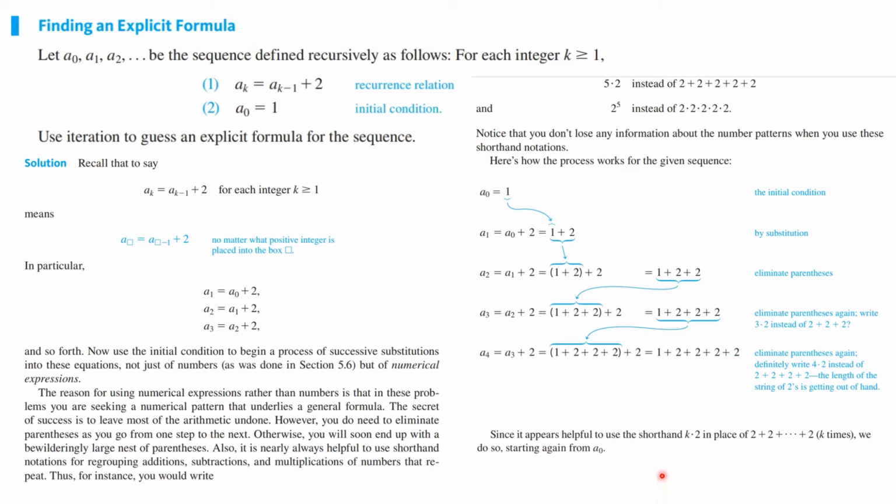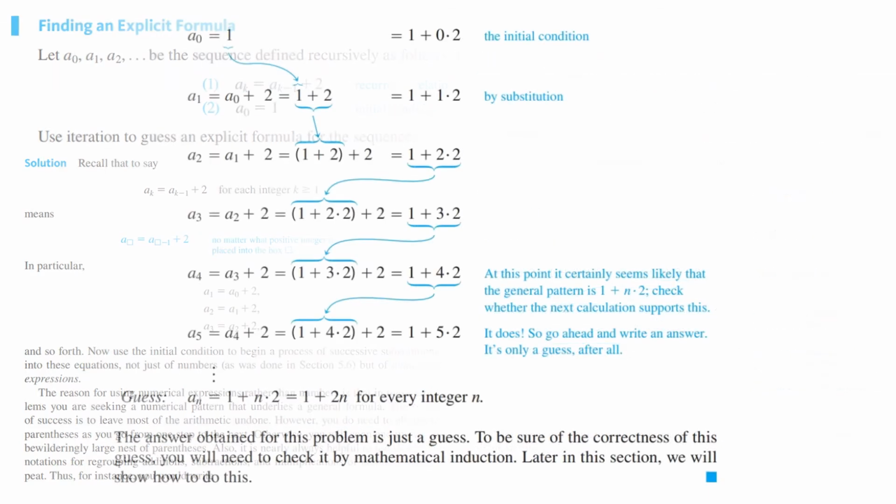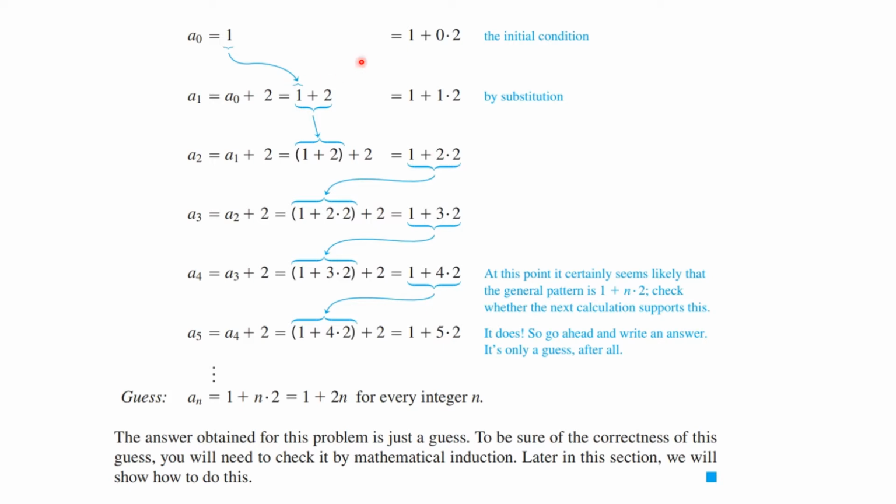Now it appears useful to use the shorthand k times 2 instead of 2 plus 2 plus 2, k times. And when we do so, starting from a0, we see that we have this, and this.